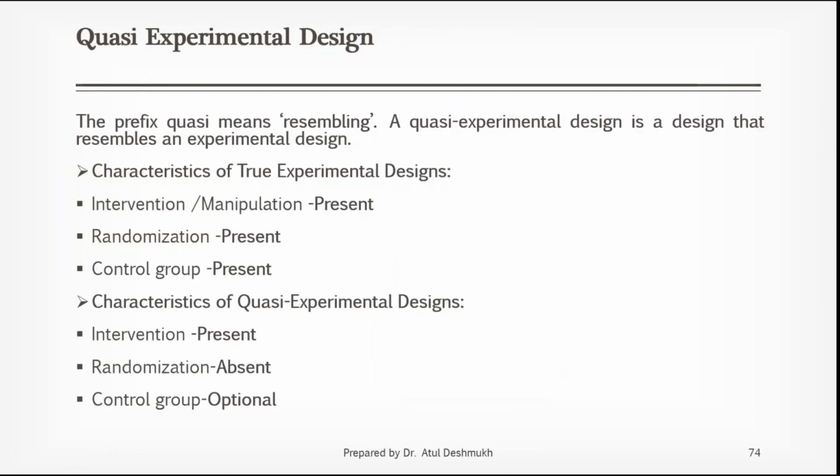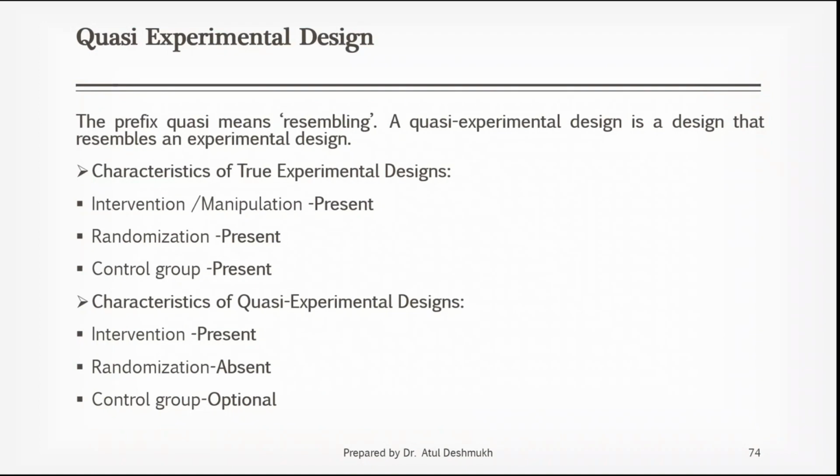Now coming to the first, that is quasi-experimental study design. The literal meaning of quasi is resemblance. It resembles an experimental study design, but it is not a true experimental study design. The quasi-experimental design is a design that resembles an experimental design, but it is not a true experimental study design.